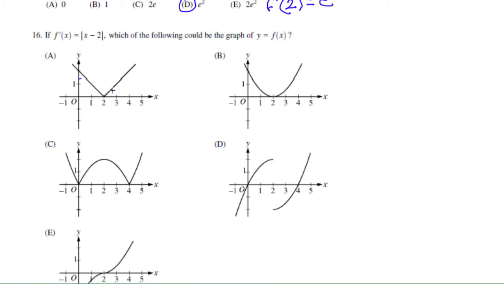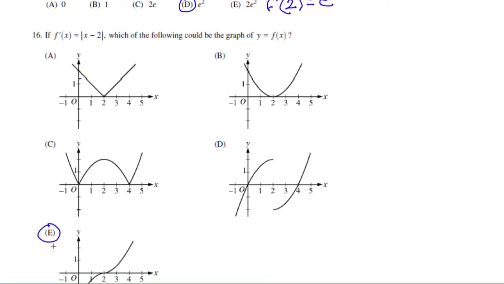Any ideas? Okay, I'll give you this hint. Is this area between this curve and the x-axis always positive or always negative? Okay, if it's always positive, what do we know also about the slope then? It's always positive. So we're looking for a graph that is always positive. Do you see it? There it is.